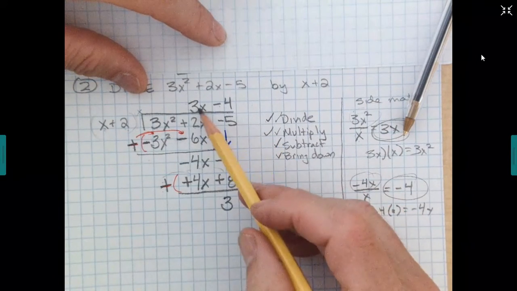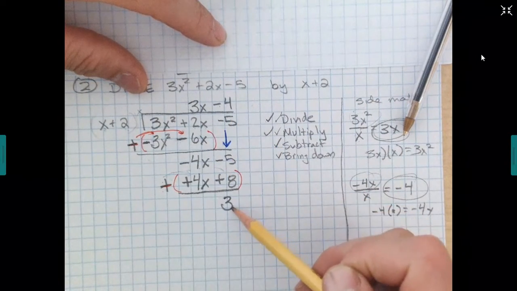Now I'm done, right? Because I have a number on top of each, so I'm done. So this is my remainder. So how do I write a remainder?